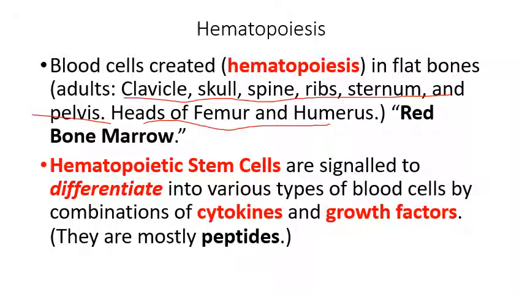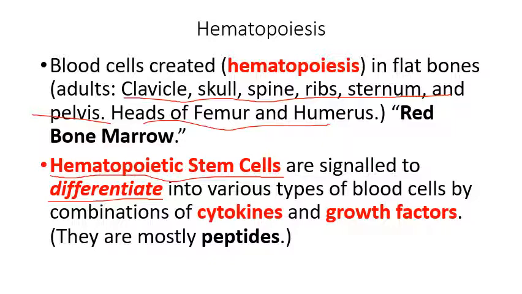Now, all of these blood cells originally come from a type of progenitor cell, a type of original ancestral cell called a hematopoietic stem cell. A hematopoietic stem cell is sometimes commonly referred to as a bone marrow stem cell, right? So all of the red and white blood cells originally come from a hematopoietic stem cell or a bone marrow stem cell. And they receive signals in the form of cytokines and growth factors, and in some cases hormones. They're signaled from other cells to differentiate into various types of blood cells. Differentiation refers to turning into another type of cell.